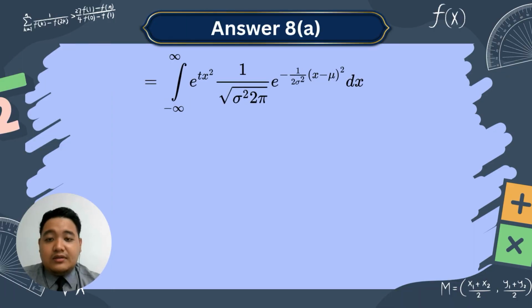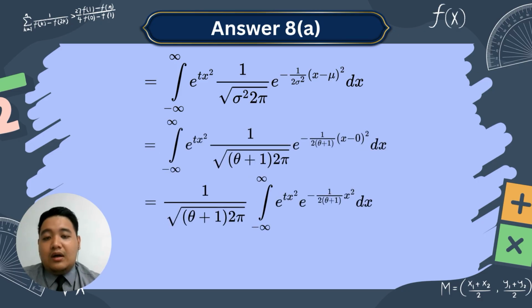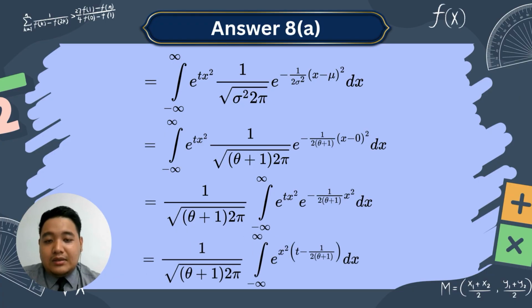After substituting f(x) into the equation, we then substitute mu equal to 0 and sigma squared equal to theta plus 1 as given in the question. Then we can take all of the constants out of the integral to make it look simpler and easier. Then, as you can see, I combine both exponents together, so we can calculate it easier. How do I combine it? Do you know that if you have two terms with the same base, you can put the base together and just add both powers together. As you can see, I put over that t minus 1 over 2 times (theta plus 1). That is my answer after factorizing the x squared.